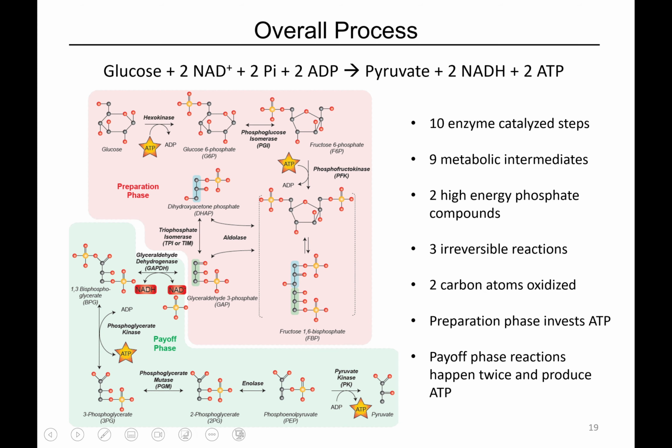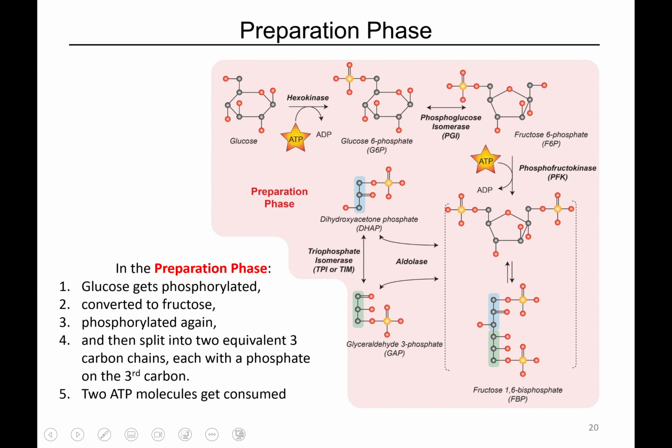Okay, let's look at these phases a little more closely. Focusing on the prep phase. Okay, step number 1 is glucose gets phosphorylated, and we're going to see that this is called the commitment step. Once this step happens, this is a highly exergonic step that commits glucose to glycolysis. Okay, that means once we've made glucose 6-phosphate, there's really no turning back.